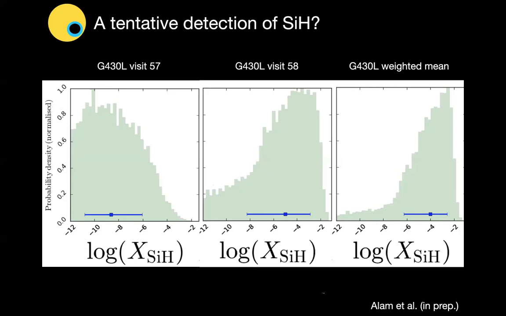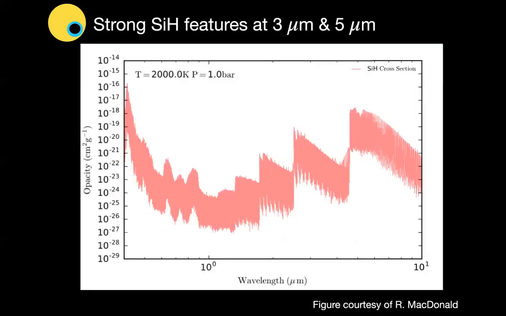And so it's possible that maybe the visit 57 data set is also consistent with SiH, but the larger uncertainties could be causing the retrievals not to see it. But as for this tentative detection of SiH and the silicon abundance that we can derive from it, this is actually where I think the JWST related fun comes in. In particular, we explore some predictions for infrared observations, since the SiH cross-sections show that there's some strong SiH features around 3 and 5 microns.